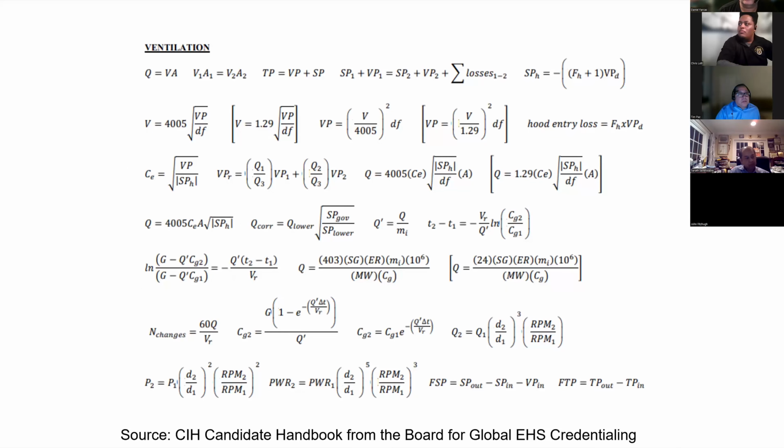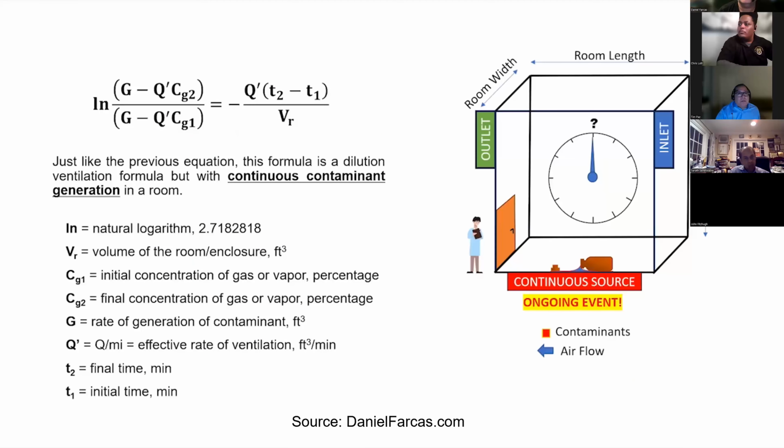Let's go to the next one. You're going to like this one more. Just like the previous equation, this formula is a dilution ventilation formula, but with continuous contaminant generation in a room. The animation on the right shows an ongoing event. There is a continuous source of the contaminant.